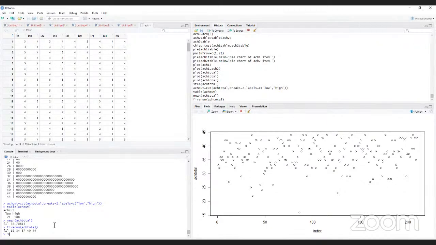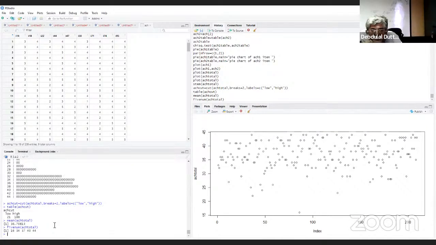Is RStudio visible? Yes, ma'am. Okay. So for the standard score, we first have to create a vector. Let's name it ACH scale, equal to scale. This is a vector that I've created, ACH scale, for the transformation of raw scores into standard scores. And if we use the command scale and then put the vector, we can easily get the standard scores.